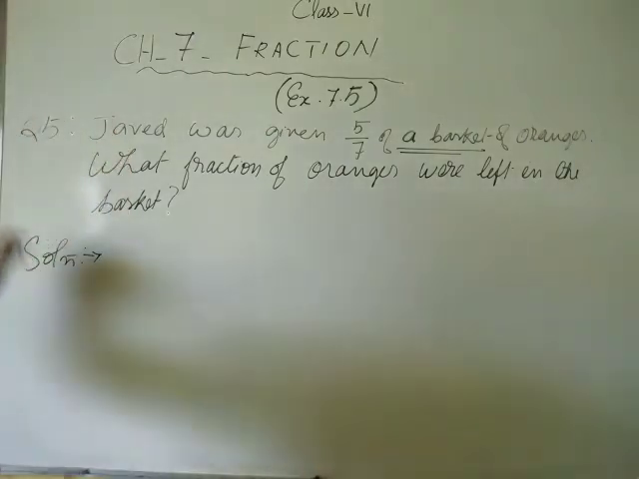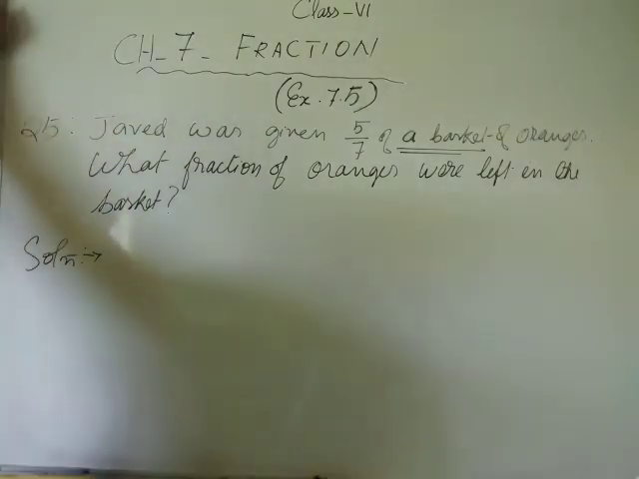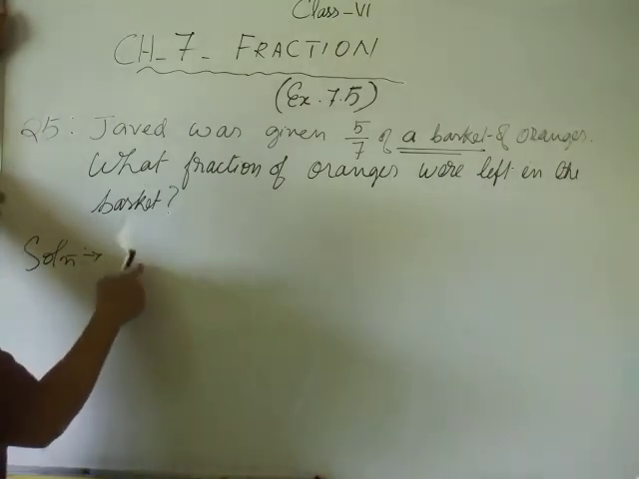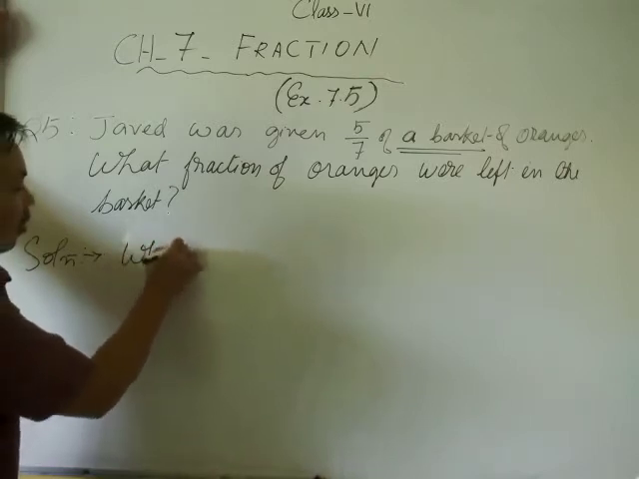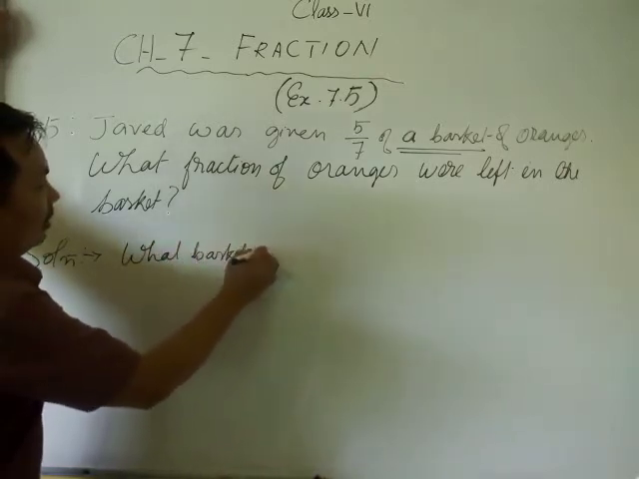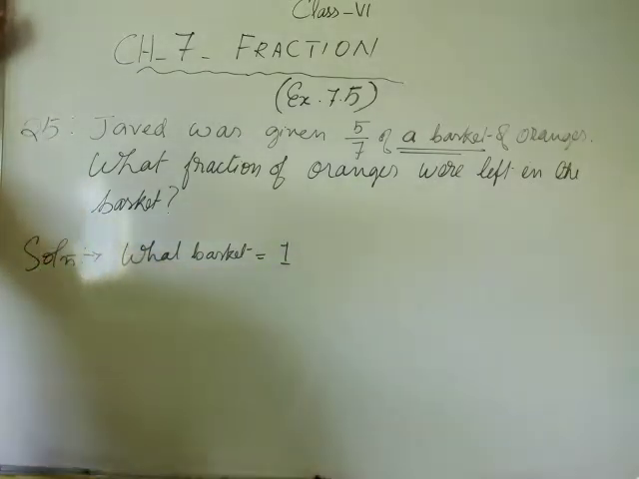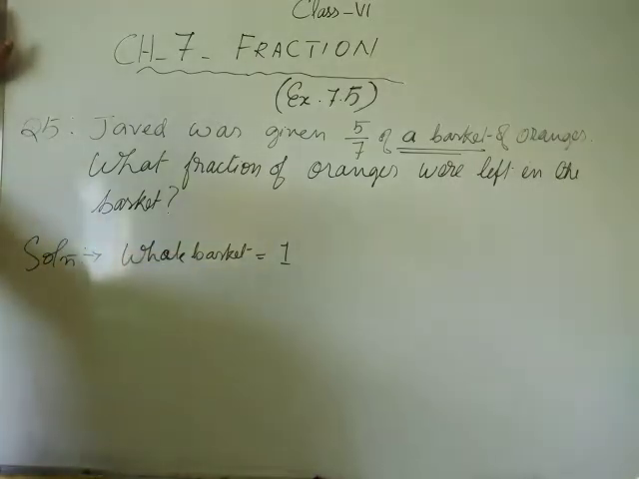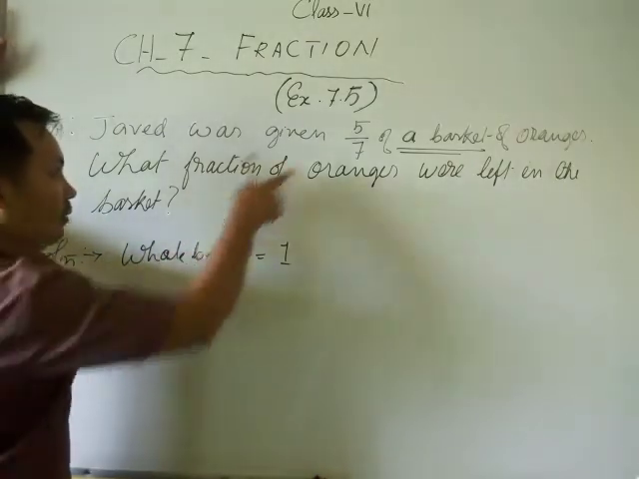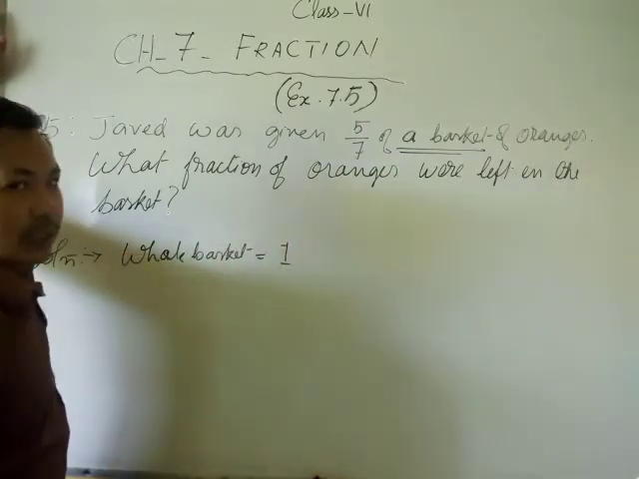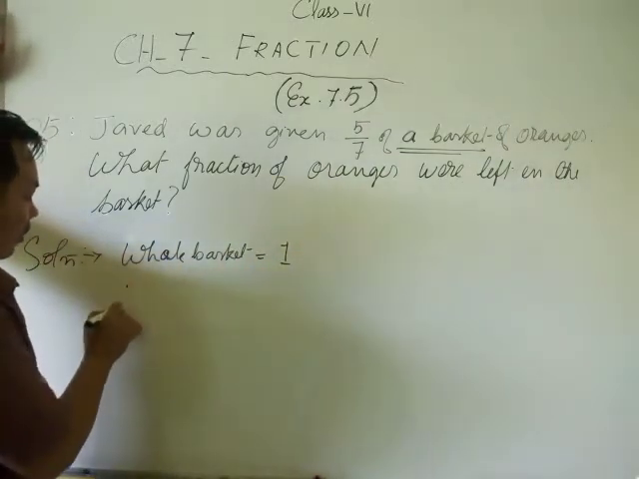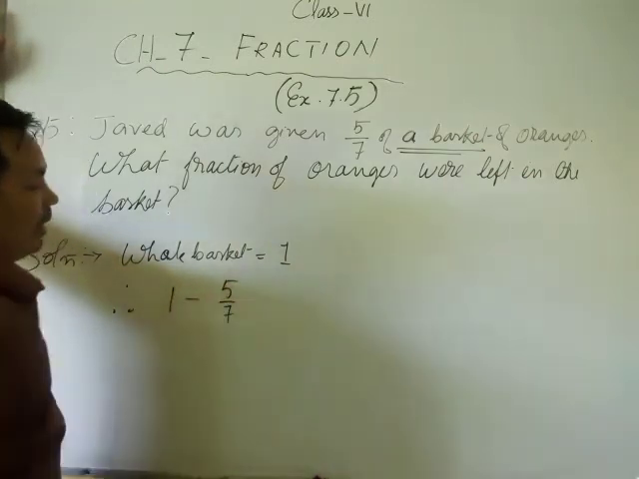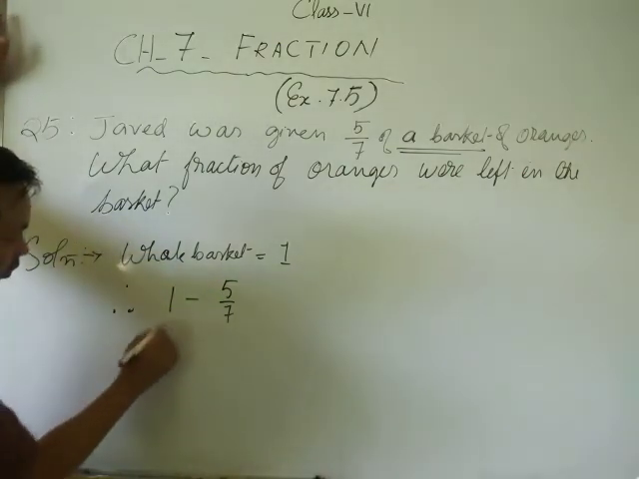So for this, what we have to do? Whole basket is equal to one basket. This whole basket is equal to 1. Then from the whole basket, we have to subtract this 5 by 7, which is given away to Javed, isn't it? So therefore, we have 1 minus 5 by 7.